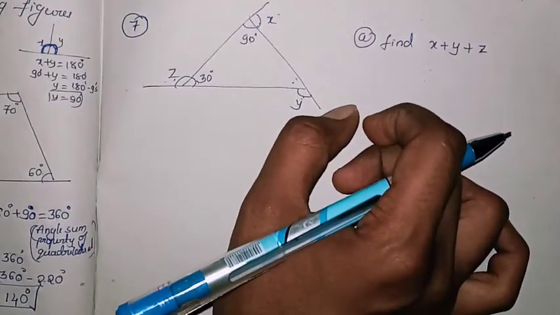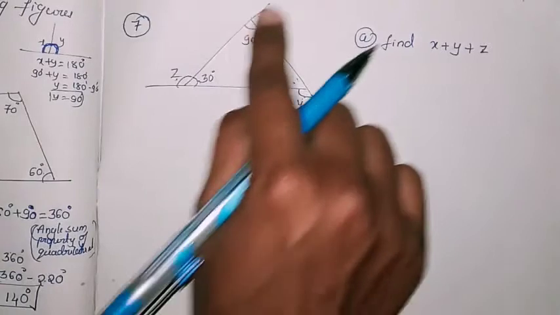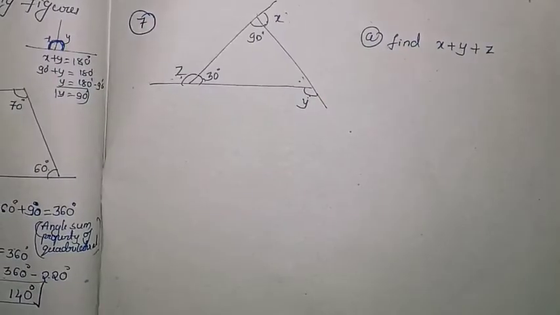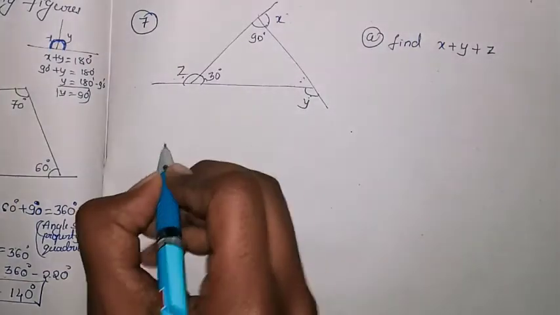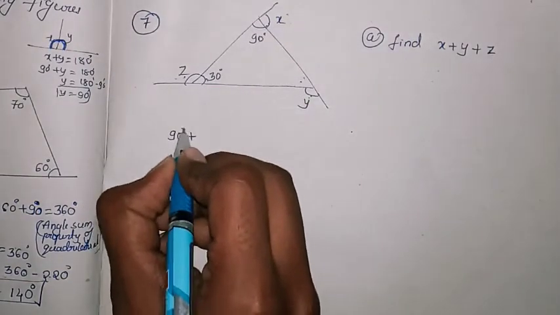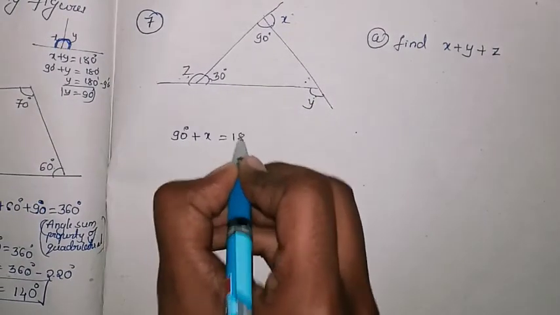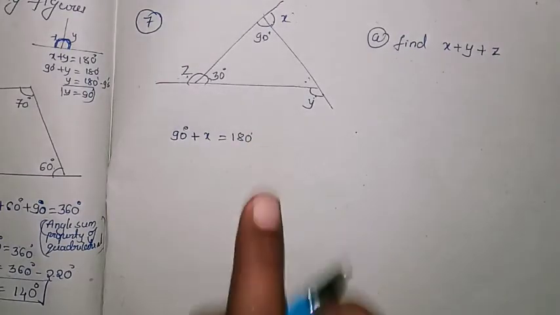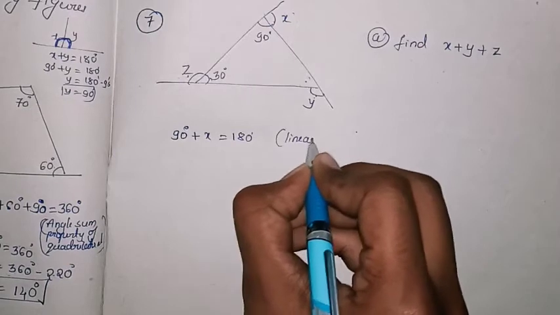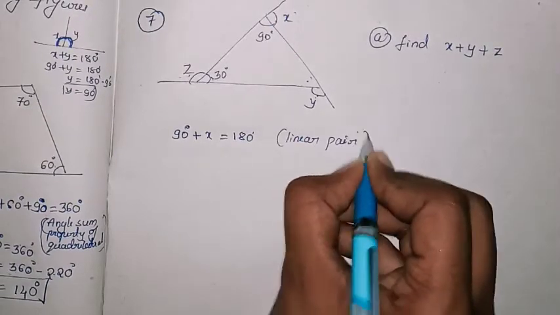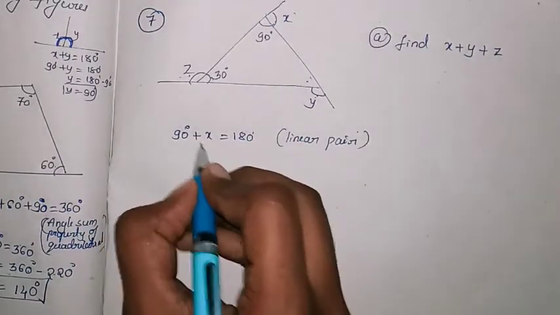So we will apply all this and solve. First, which one will we solve? The linear pair. So 90 degrees plus x is equal to 180 degrees. As I told you, when writing, you have to write the reason: because it is a linear pair. From this you want the value of x.